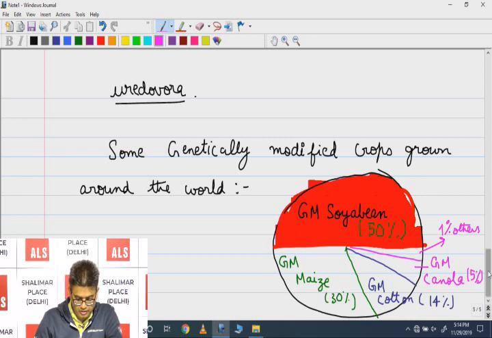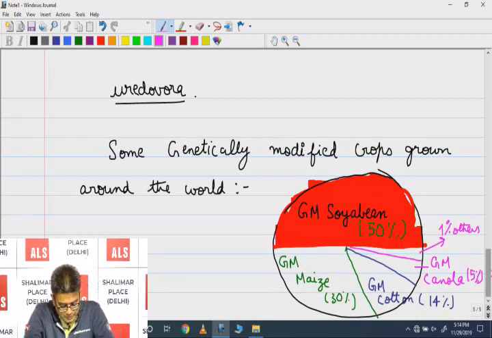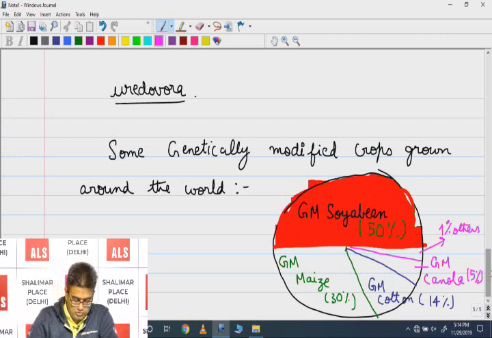If you want to know the names of other crops: alfalfa, soybean, squash, genetically modified papaya, and there is one more called golden apple or Arctic apple. All these are GMO crops, genetically modified crops. I'll give you the list from time to time. I think this is enough for today, right?